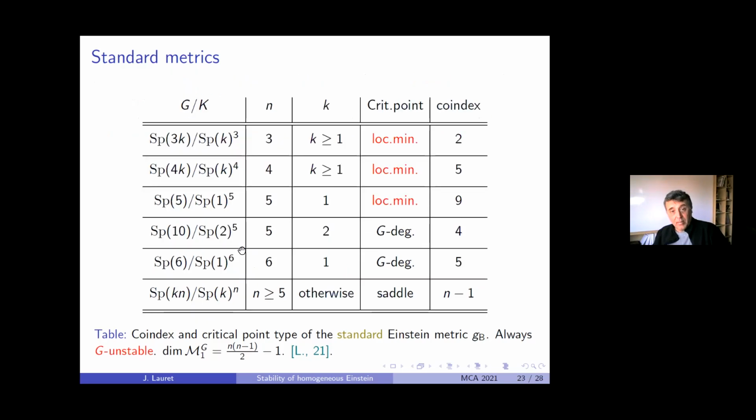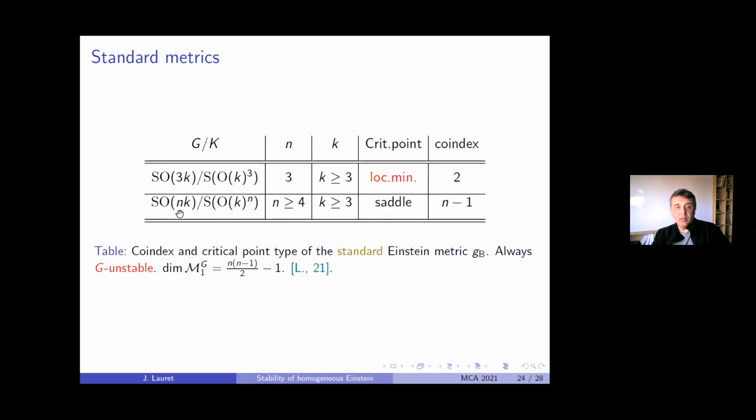This is the second family, the SPs. As you see, in many cases, they are all G unstable. So no G-stable ones in these families, all G unstable. But sometimes you get local minima. Very, very interesting. And finally, the SOs. This is the third family, and you get a local minimum only in this case, but this is an infinite family too.